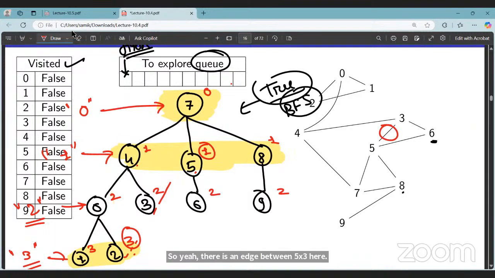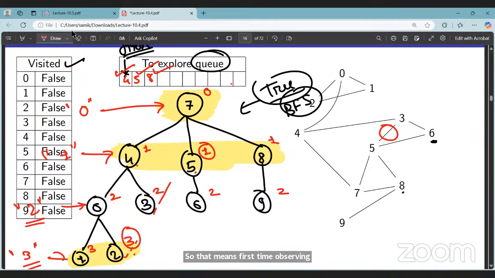Yes, ma'am, originally the edge is visible in the graph, but when we draw this tree diagram, we have associated 3 with 4 and not with 5. Yeah, so that's our choice, because in the queue we are listing 4, 5 and 8. So first I observe 4, then I observe 5. Yes, ma'am, that's clear.